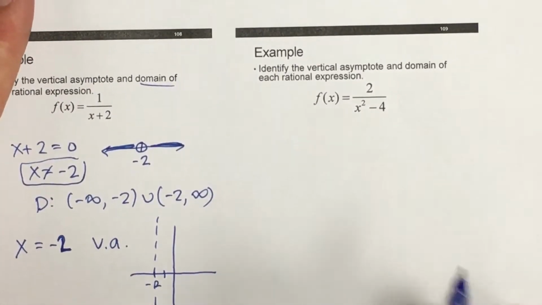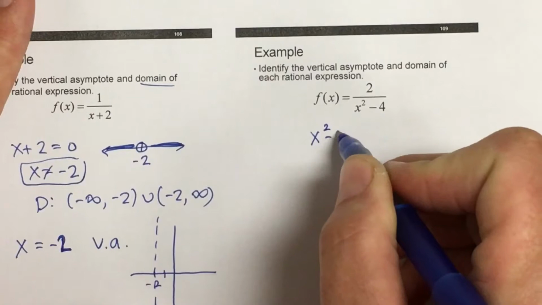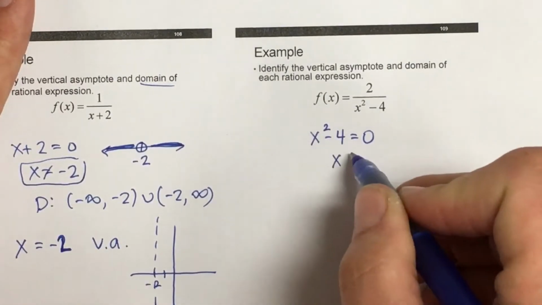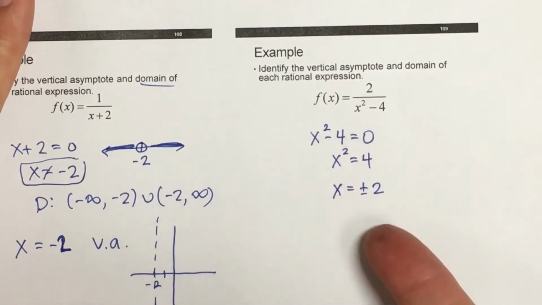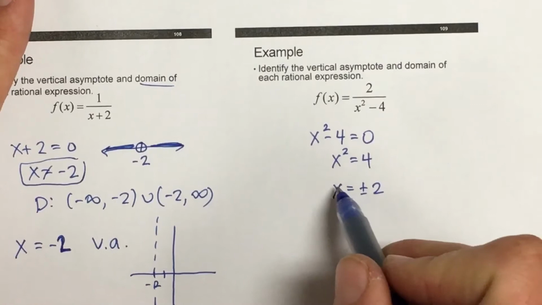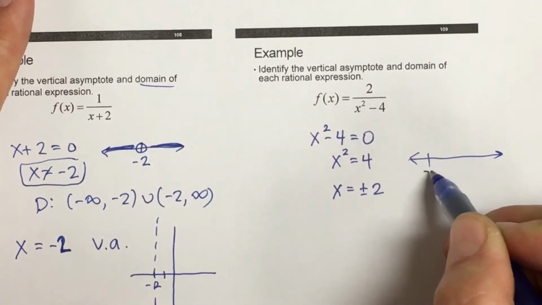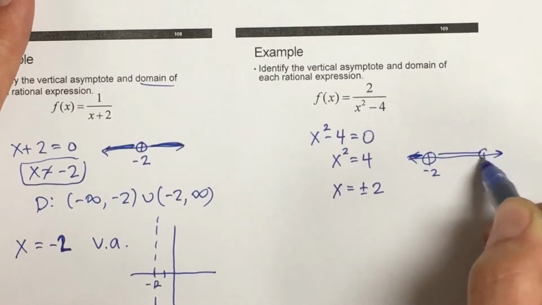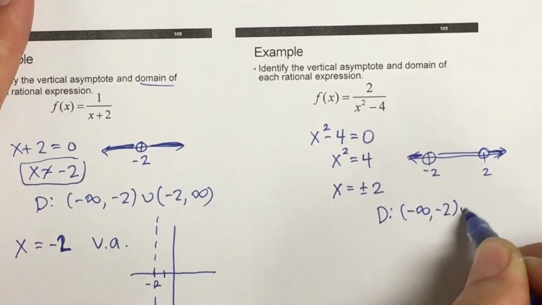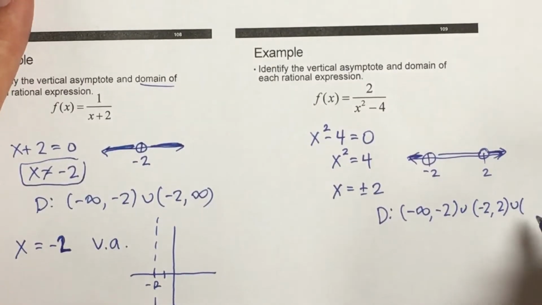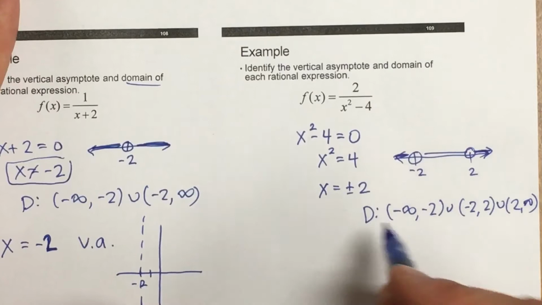Do-overs. Identify the vertical asymptote and domain of each rational expression. Same directions. Let's set our denominator equal to 0 and solve. You can either factor that or take the square root of both sides. If you take the square root of both sides, don't forget your plus or minus. If you had done this by factoring, you should get x equals plus or minus 2 as well. This tells us our vertical asymptotes. This is what we don't want. From a domain point of view, we've got a negative 2 here and a positive 2 here, open circles. So our domain would look like this: negative infinity to negative 2, union with negative 2 to 2, union with 2 to infinity. Bam, nailed it. That's what we don't want it to equal.